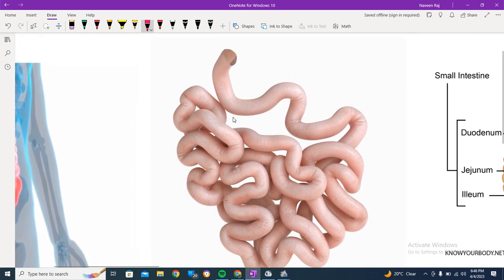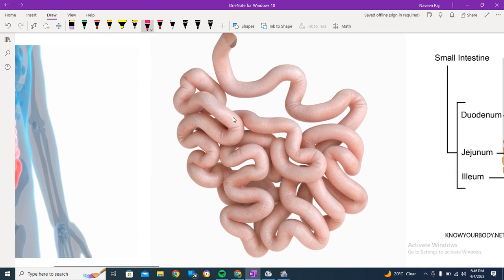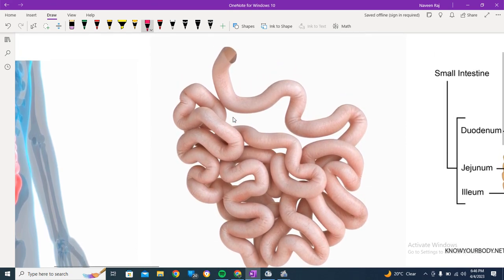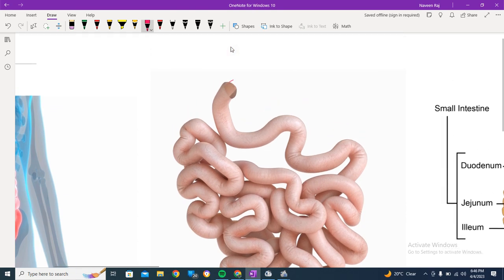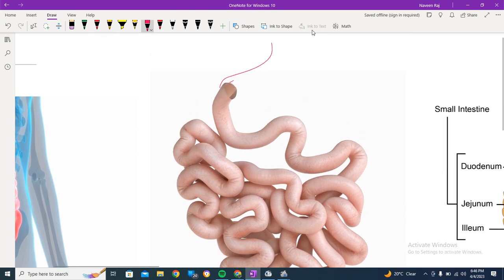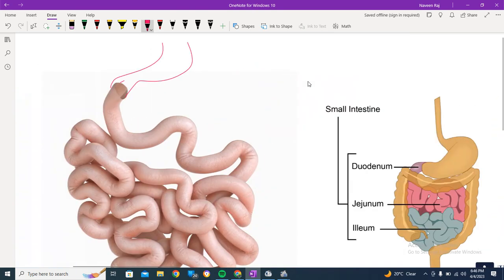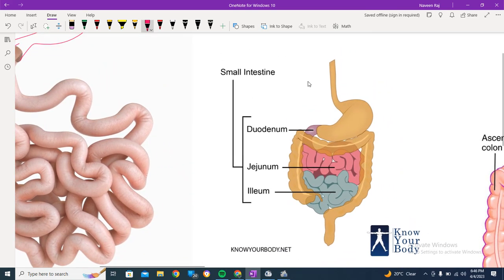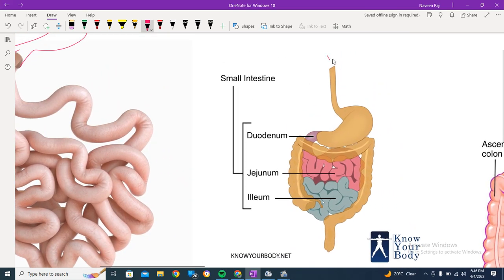Here is a small intestine which is taken out, and you're going to see some folds and a tubular system. Here you see that this is going to be connected with the stomach, right? This is the position, and here the food is coming from your mouth and all that stuff. So it just enters this.